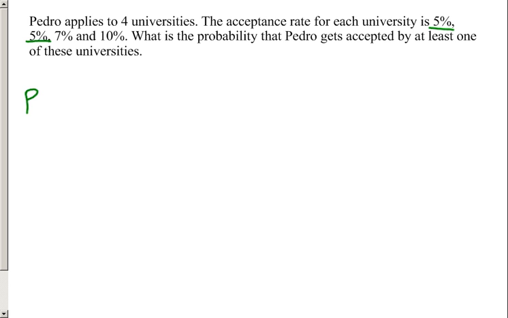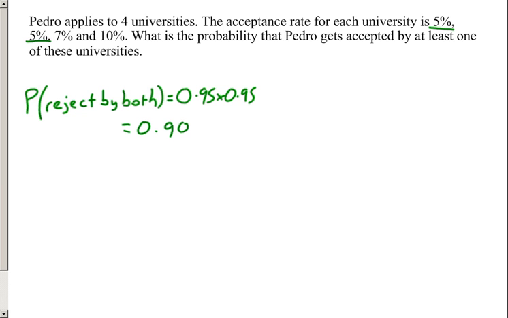And the probability that he's rejected by both is equal to, well, as they're independent, the probability that he's rejected by 1 multiplied by the probability that he's rejected by the other. So in this case, it's 0.95 times 0.95, 95% times 95%. And that is equal to 0.9025. So that's the probability that he's rejected by both.